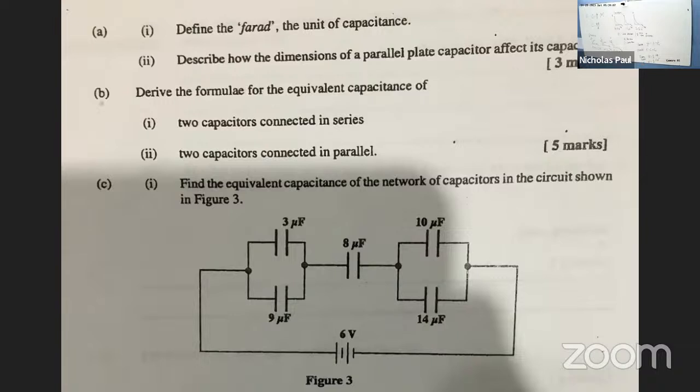If you do remember, you can write that one farad is the capacitance stored when a charge of 1 coulomb is stored between the plates with a potential difference of 1 volt. If that's too hard to remember, just say 1 farad is 1 coulomb divided by 1 volt.